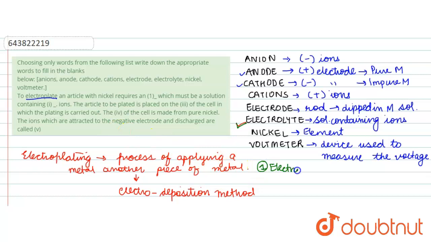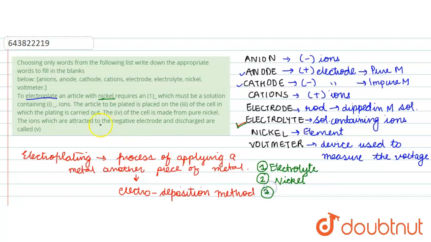So let's read it again: to electroplate an article with nickel requires an electrolyte which must be a solution containing dash ions. An electrolyte is a solution containing metal ions. Here the metal is nickel, because in the question it was said that the article is to be plated with nickel, hence its ions will be there in the electrolyte. Therefore our second blank is filled with nickel ions.